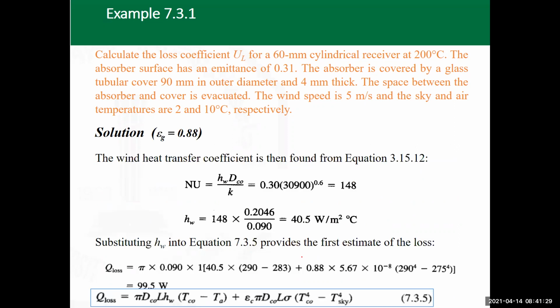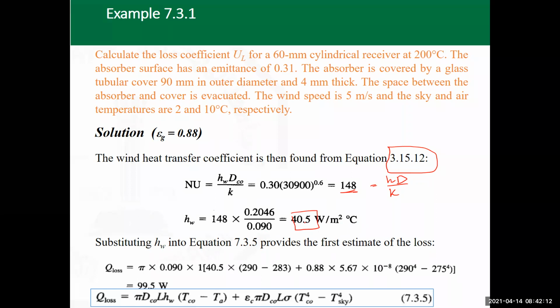Knowing the Reynolds number, we are going to use the correlation for calculating the Nusselt number. The Nusselt number is calculated here as a function of a constant and the Reynolds number to the power 0.6. This correlation is again obtained from chapter 3, and the Nusselt number is 148. Substituting in the defining relation that Nusselt number is h times the diameter divided by the thermal conductivity of the air, we get the expression for h, the heat transfer coefficient here: 40.5 watt per meter square centigrade.